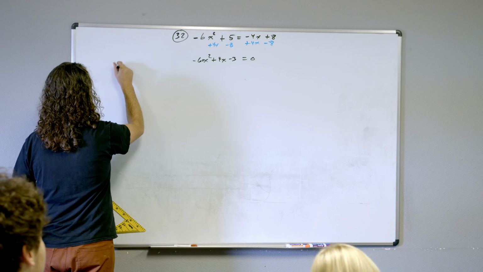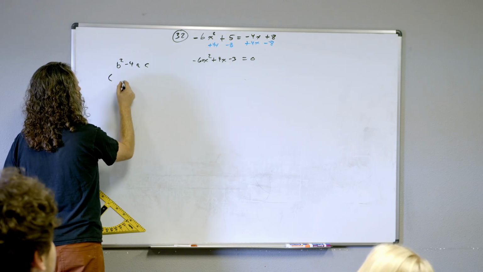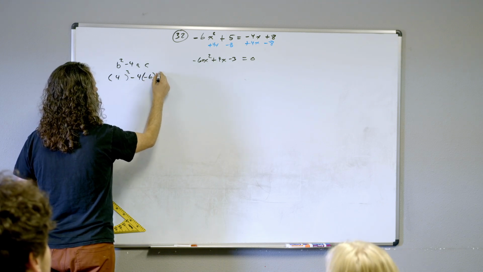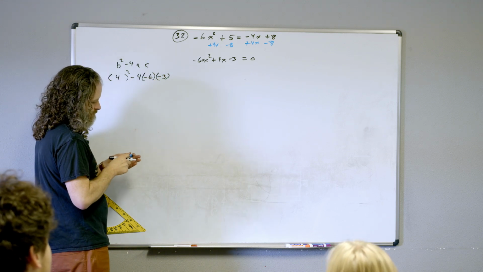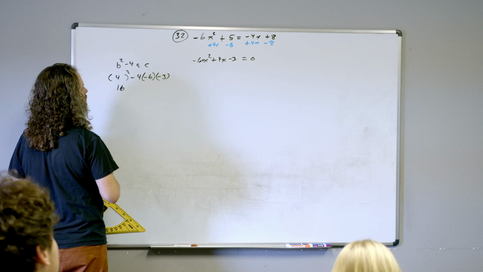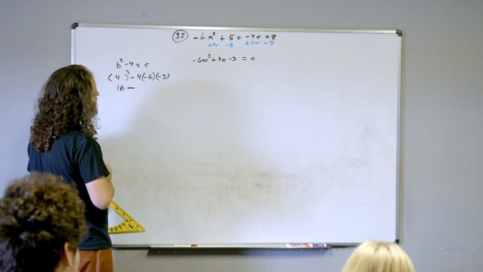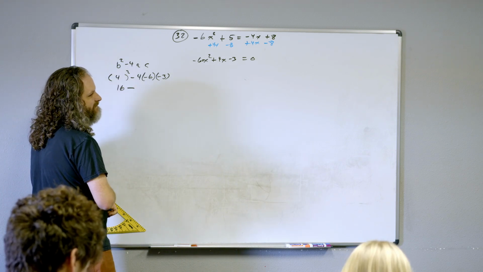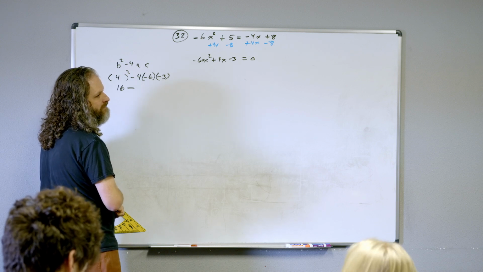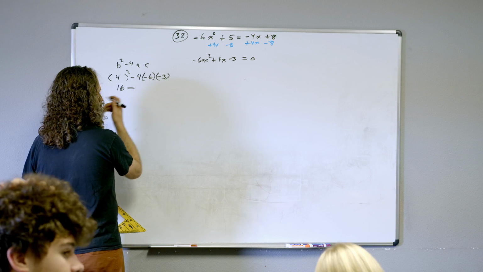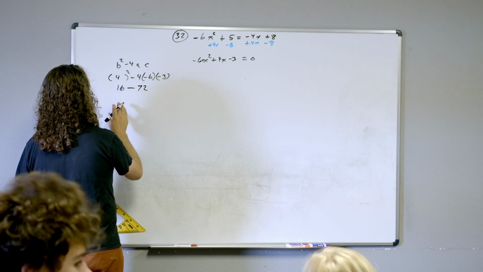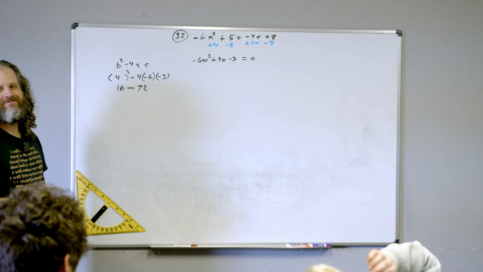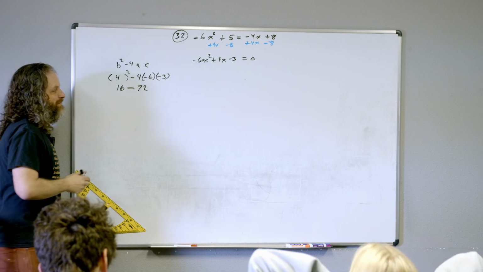b squared minus 4 times negative 6 times negative 3. What's 4 squared? 16. And then negative 4 times negative 6 times negative 3 is negative something. Wait, why do we need the square root part? Because we're finding the discriminant, and that's what it is. Negative 72. I did it in my head. Good for you. What is 16 minus 72? A negative number, which tells us something.